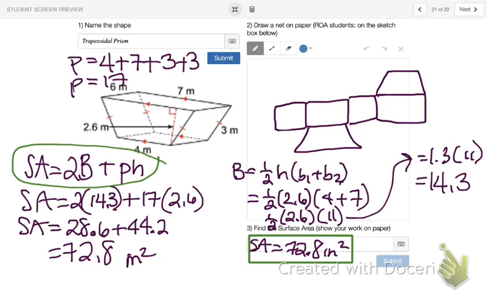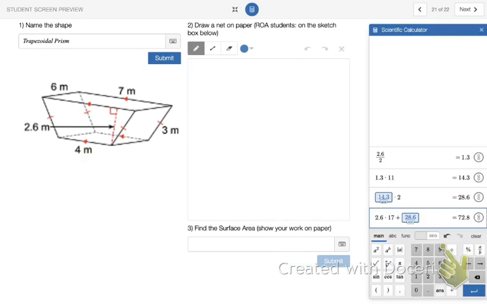Those are my only examples I have for you guys after your practice round. So now you can go ahead and go to the IXL topics.